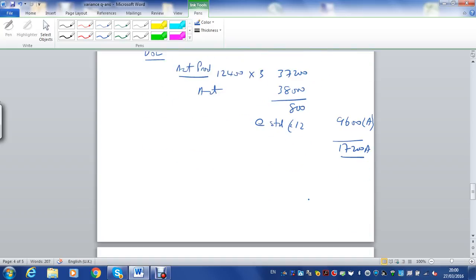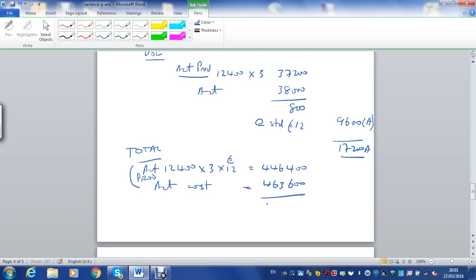Can we check this? Of course we can. The total of all this can be recalculated. Actual production is 12,400 units. We would expect to use 3 hours at €12 each. Gives it a total cost of 446,400. The actual cost, sorry, that's actual production. The actual cost is 463,600. And guess what? That's 17,200. It costs you more, so it's adverse.